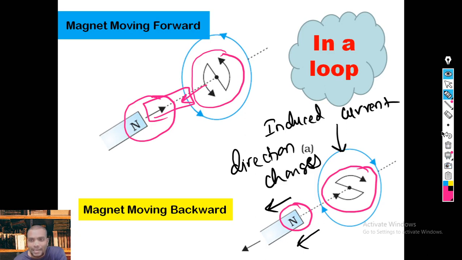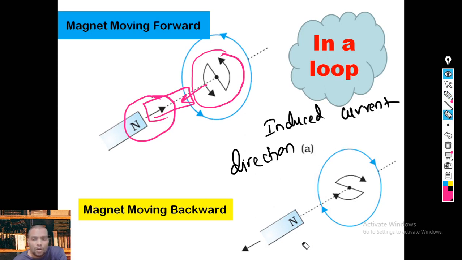But in the second case, when the bar magnet is moving away, so the north pole is moving away, the induced current wants to oppose. Since it is going away, it wants to attract. So the induced current will develop in the loop in such a way that it creates a south pole in the loop, magnetic south. So for that, the current in the loop will be in the clockwise direction.